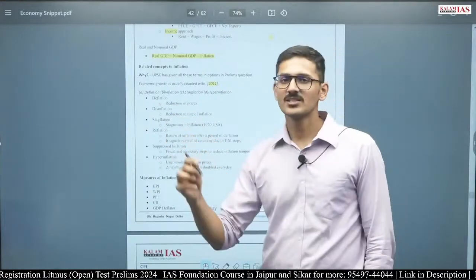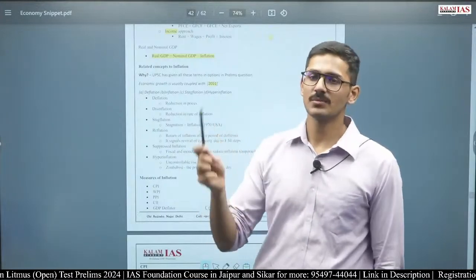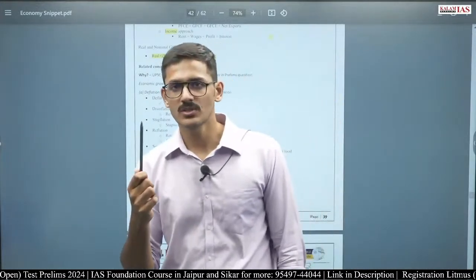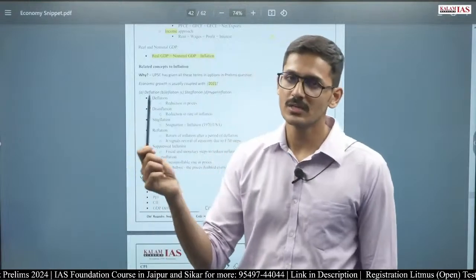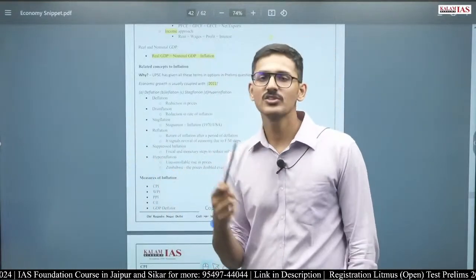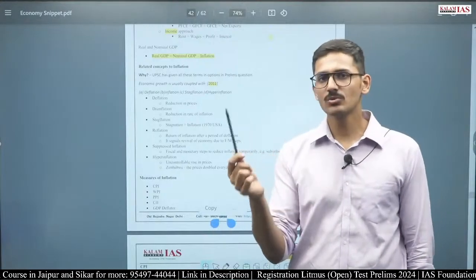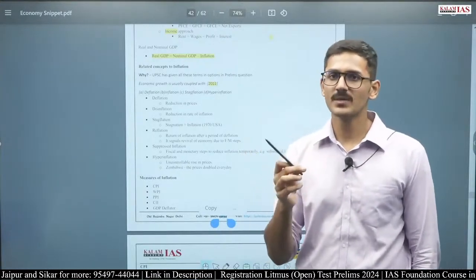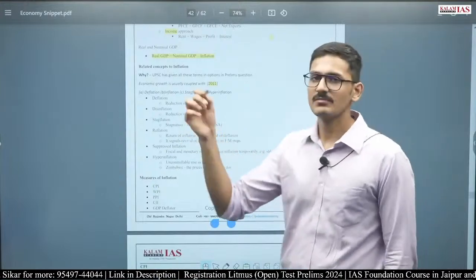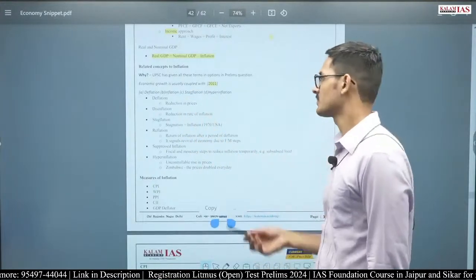Deflation is reduction in prices. Inflation is basically increase in prices. If this pen today costs 90 rupees and tomorrow it costs 100 rupees, then we will say there is an inflation of 10 rupees. Whereas deflation is when the price of this pen reduces from 90 to 80 rupees, then we will say the prices have reduced and there is deflation in the economy.